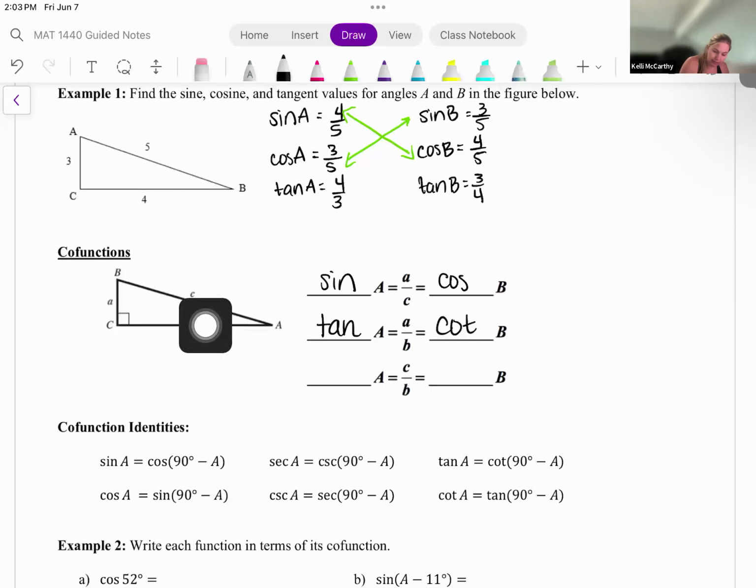C over B is our hypotenuse over the adjacent. That's going to be secant of A. And C over B with relation to angle B: angle C is the hypotenuse, B is opposite. That's cosecant of B.